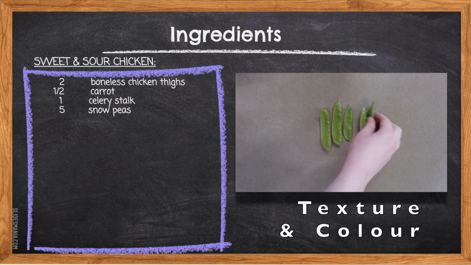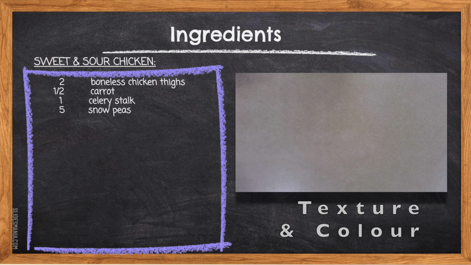5 snow peas. Snow peas are rich in fiber and contain many different vitamins. They also add a crunchy texture to our stir fry. The best thing about snow peas is that when they're cooked up, they actually sweeten a little bit in the pan, adding a different kind of flavor to our vegetable medley.